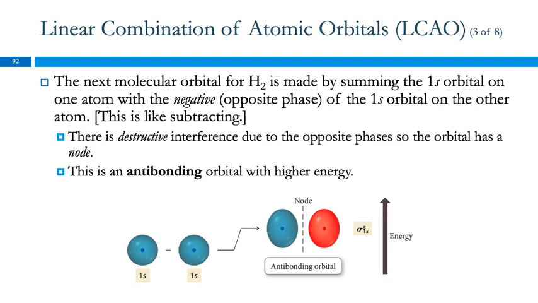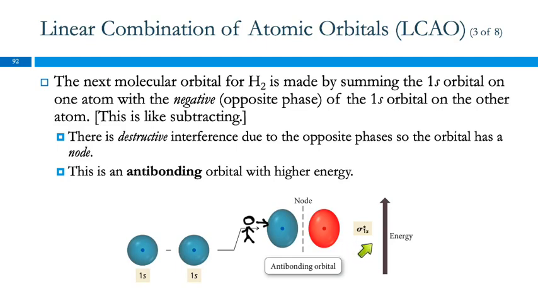It's still a sigma orbital because if we look at it from the end, it's still going to look round. But we can't see all the details. It's actually like two round things with a gap in the middle, but looking from the end, it just looks round. And so that's why it's a sigma orbital.